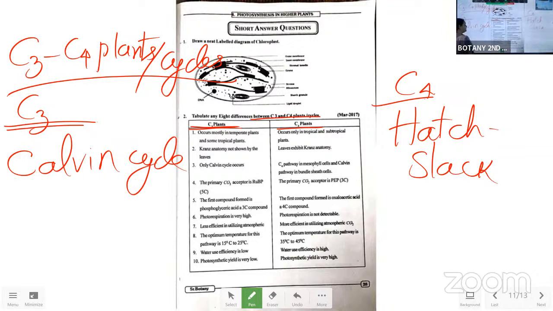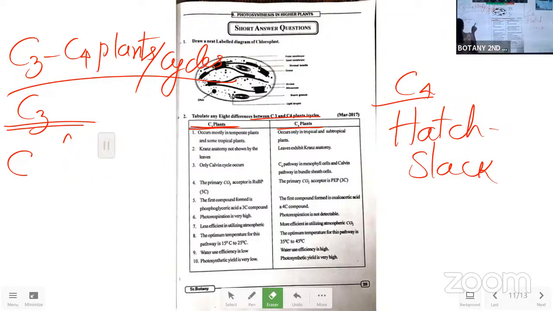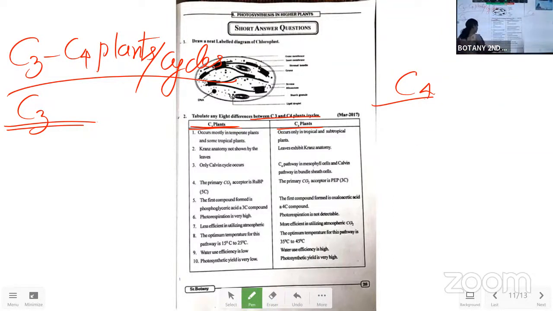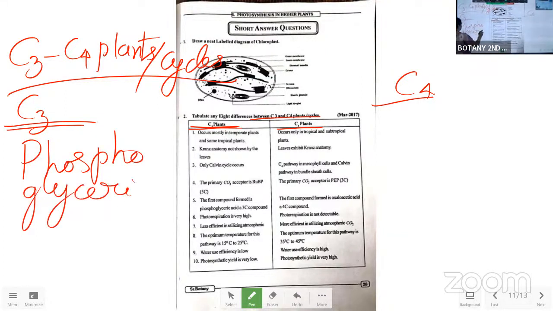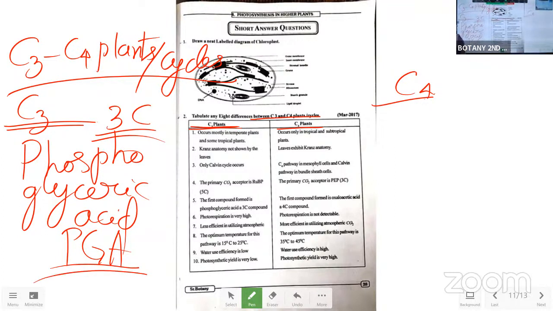And the next one, in the C3 cycle, the first stable compound that is formed is the 3-carbon compound called phosphoglyceric acid, otherwise you can say PGA. The first stable compound formed in the C3 cycle is phosphoglyceric acid, a 3-carbon compound. Whereas in the C4 cycle, the first stable compound is a 4-carbon compound, that is oxaloacetic acid, OAA.